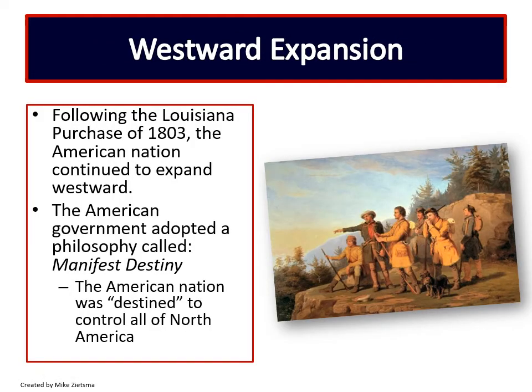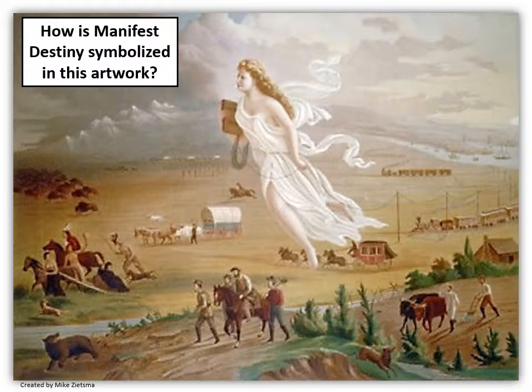Westward Expansion. Following the Louisiana Purchase of 1803, the American nation continued to expand westward. The American government adopted a philosophy called Manifest Destiny. The American nation was destined to control all of North America, first from east to west and then from south to north. Take a close look at the many different elements in this piece of artwork. How is Manifest Destiny symbolized in this artwork?